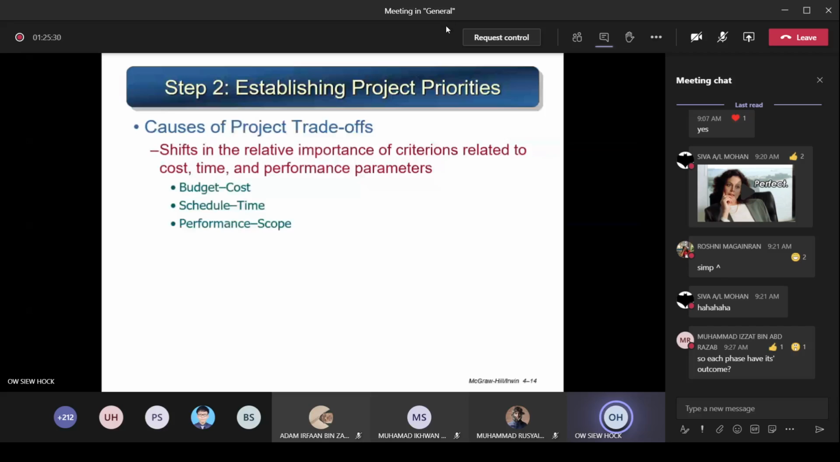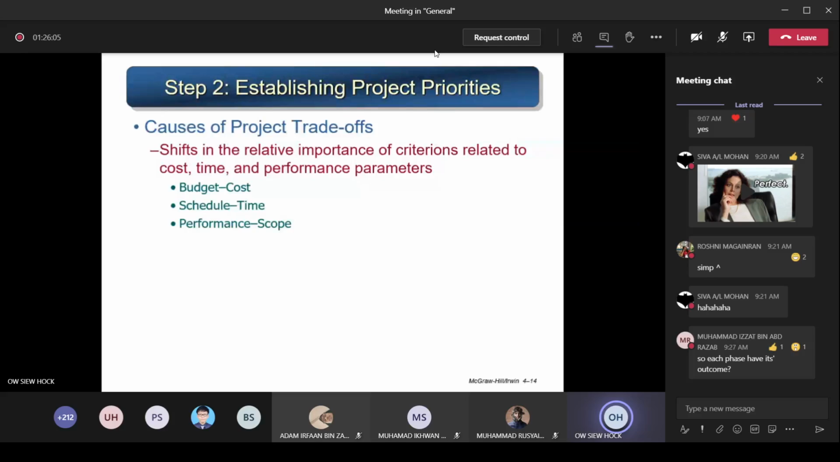Okay, the second step is establishing the project priorities, or project trade-offs. This means a shift in the relative importance of criteria related to cost, time, and performance parameters. So when you carry out a project, there are three main things you have to take note of. The first thing is called budget, which means the cost. The second one is called the schedule, or people most of the time pronounce it as schedule, which is American English. This is referred to as time. And next is the performance. It means the scope, the project scope.